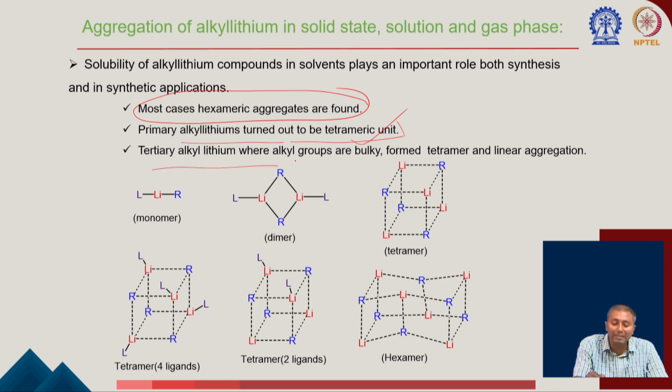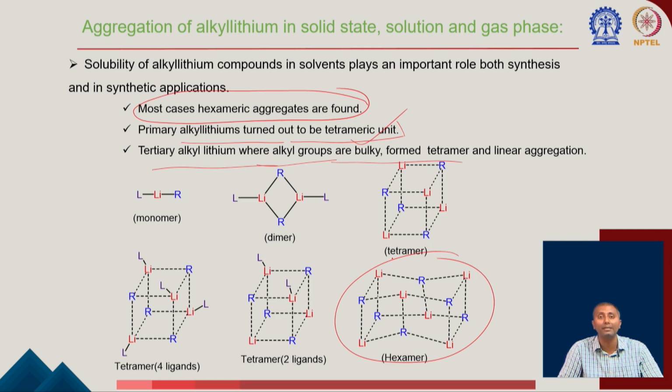If you have a tertiary alkyl lithium, or where the alkyl groups are bulky, it ends up forming a tetramer, and a linear aggregation can happen. If you have a really bulky group, it can form a linear aggregation. And a lot of the time, in the case of the secondary or the primary, depending on the solvent, they can also form some sort of hexameric aggregation as well.